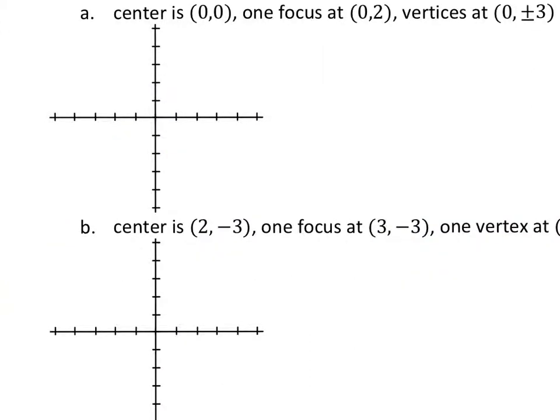Okay, so first of all, if our center's at the origin, then we know we're at x squared over something plus y squared over something equals 1. Correct? Now we've got to figure out our somethings, right? So what do we know? We know one focus is at (0, 2). So what does that mean A is? 2. A is 2. No, that's wrong.